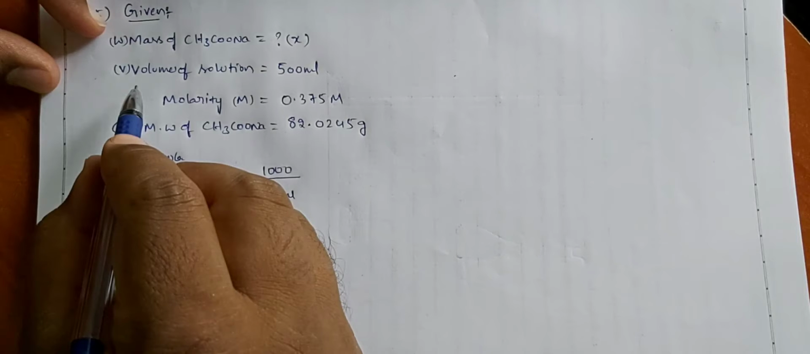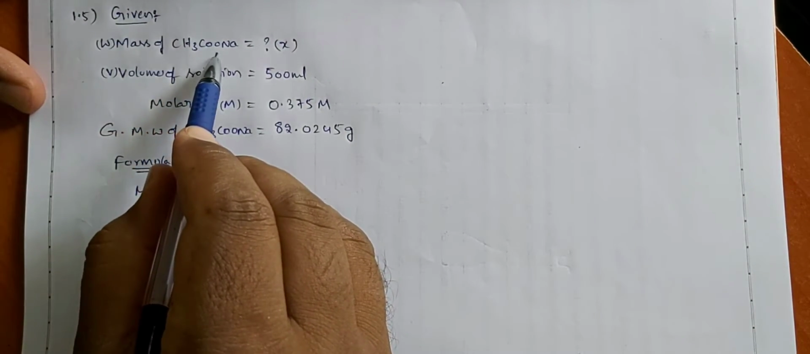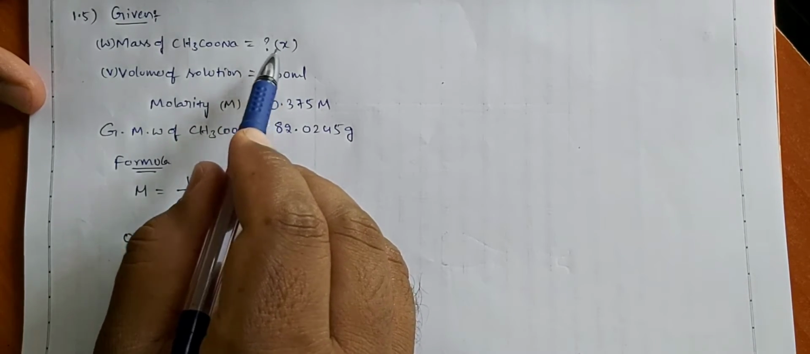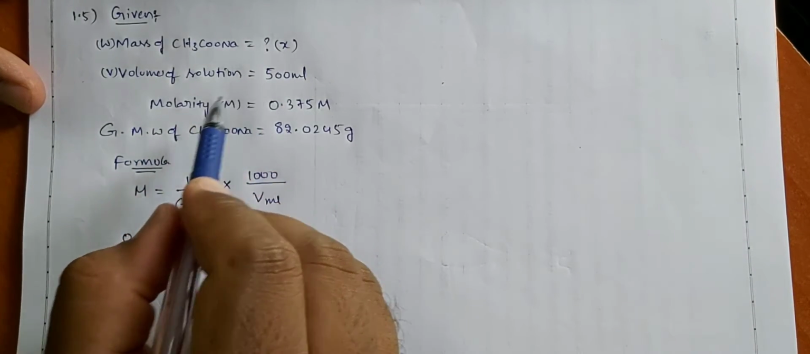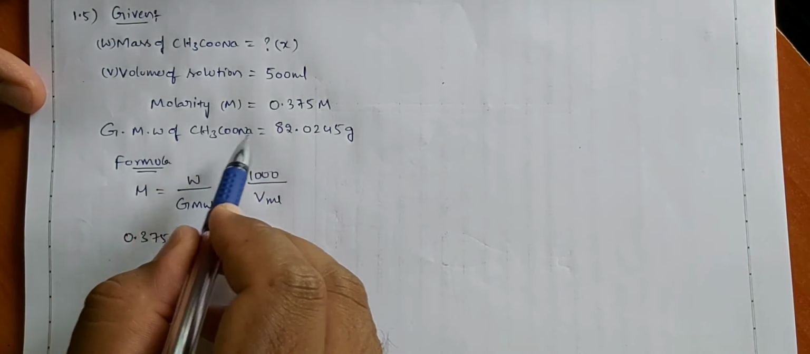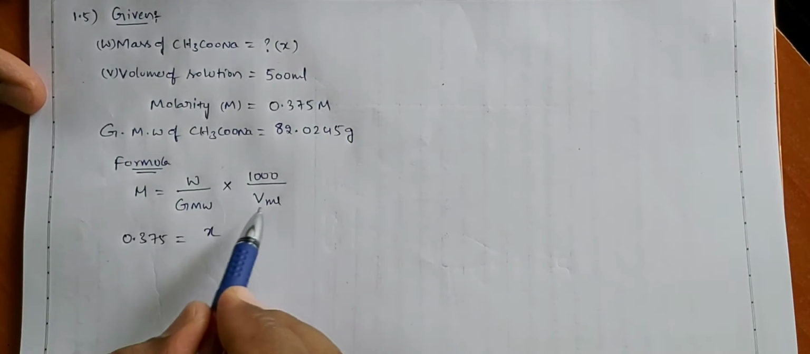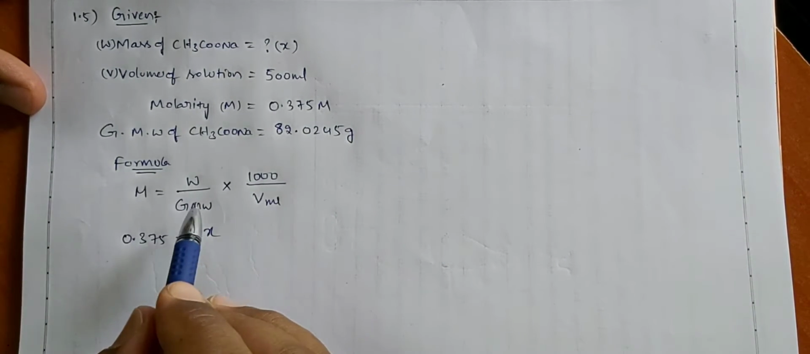What is the molarity they gave? 0.375 is equal to, given weight we don't know, let it be X, already we have taken. This is the given data. Mass of CH3COONa is equal to question mark, that is X. Volume of solution is equal to 500 ml. Molarity is equal to 0.375 molar. Gram molecular weight of sodium acetate is equal to 82.025 grams. And the formula related to the above given data is this one.